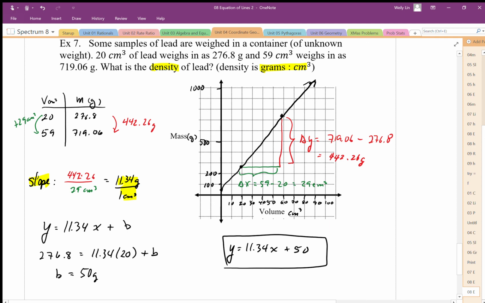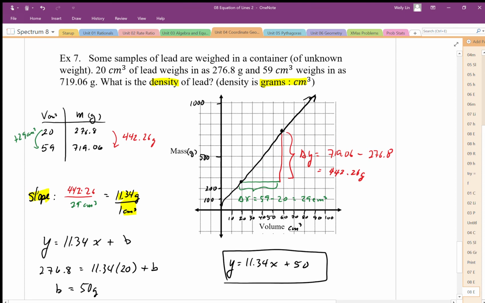But to answer the question, the density of this lead is going to be 11.34 grams per centimeter cubed, and that's worked out by just looking at the slope part. The slope is our ratio, which is our density ratio.